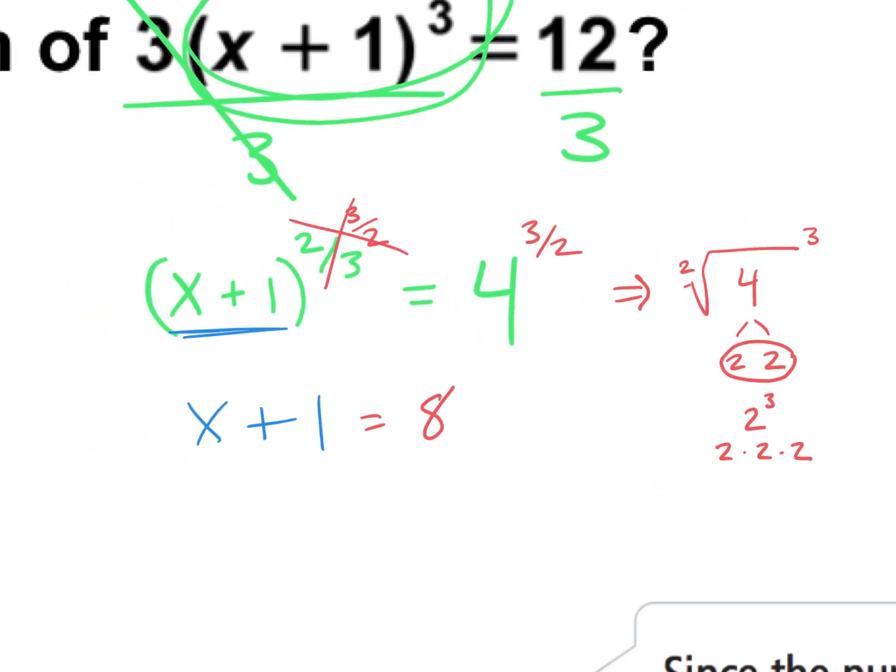And then from here, we just need to solve for x. So what should we do next? Subtract 1. Perfect. So x is equal to what? 7.